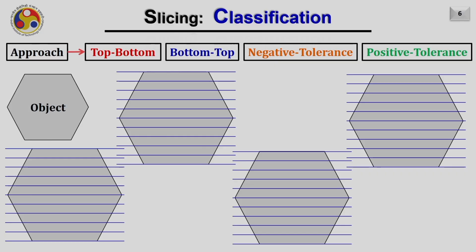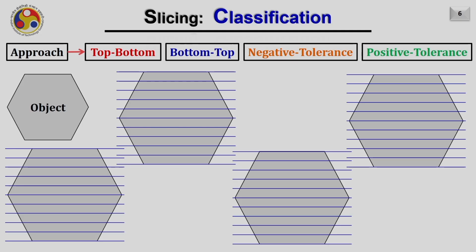Next is the classification based on the approach. There could be 4 different types. First could be top bottom approach, bottom top approach, negative tolerance approach and positive tolerance approach. Let us consider an example to understand the different types of approach.